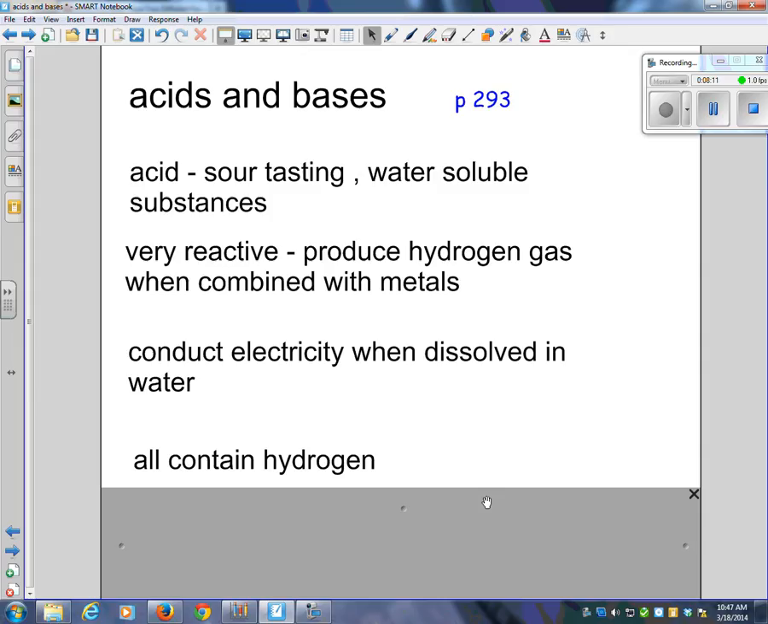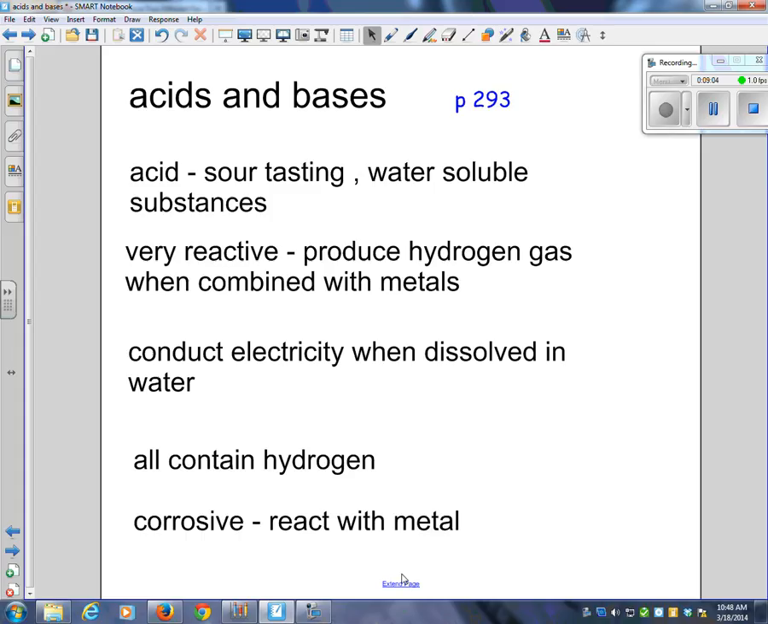They are very reactive. They will produce hydrogen gas when combined with metals. Can you pour lemon juice on some loonies and get hydrogen gas? No, lemon juice isn't that acidic. Possibly, yes. They will conduct electricity when dissolved in water. Okay, so you can run electricity through an acid. And they all contain hydrogen, which is where the hydrogen gas comes from when they meet with metals, right? So the hydrogen in the acid will actually separate and produce hydrogen gas, which of course is flammable. And I did say I was going to try to get that electrolysis working for this week.